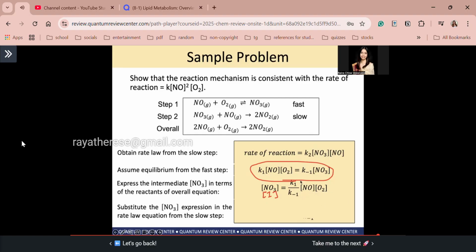Now that we have this expression here, okay, we simply substitute this NO3 expression sa rate law equation that we got from the slow step. So ayan. Again, substitute nyo lang, expression na ito, dito. Okay? And then we will get this rate law.